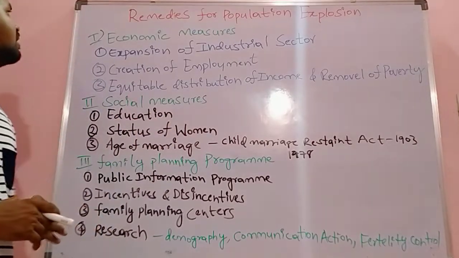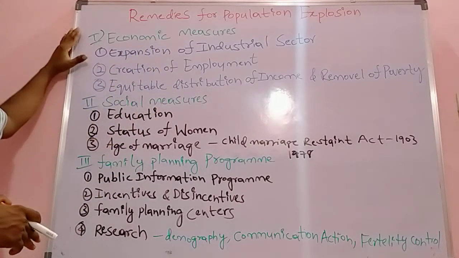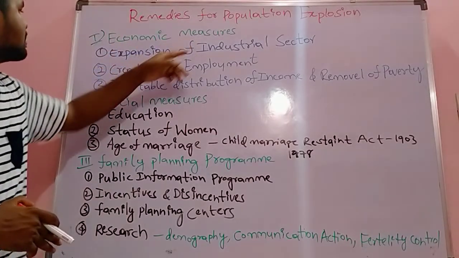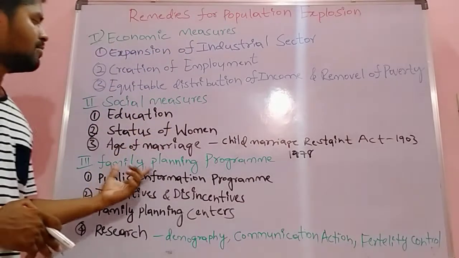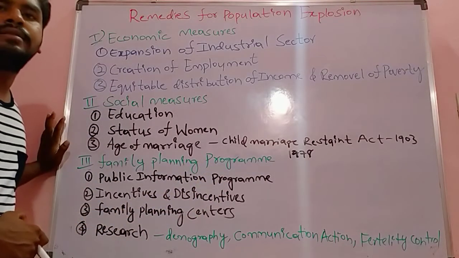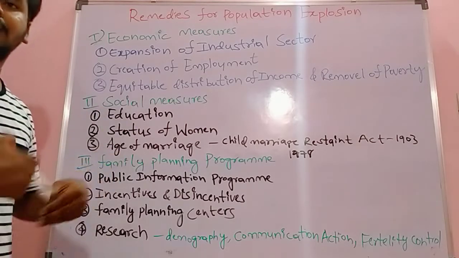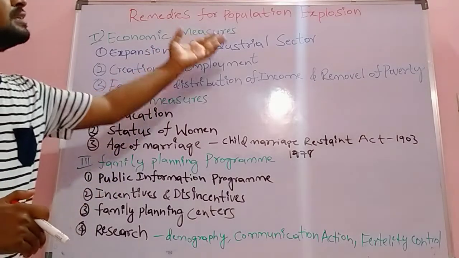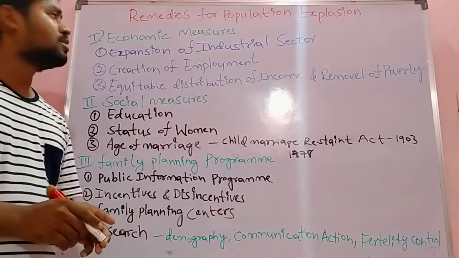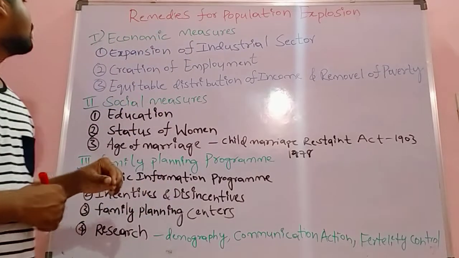Let's look at the population controlling measures. There are three types of measures: economic measures, social measures, and family planning programs. These are the three major measures that lead to decreasing or controlling the population. So what are the economic measures? Let's look at them one by one.